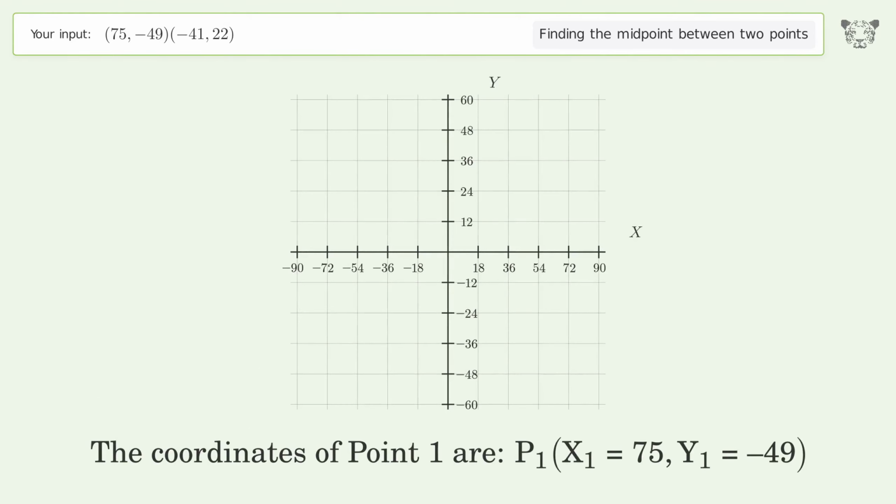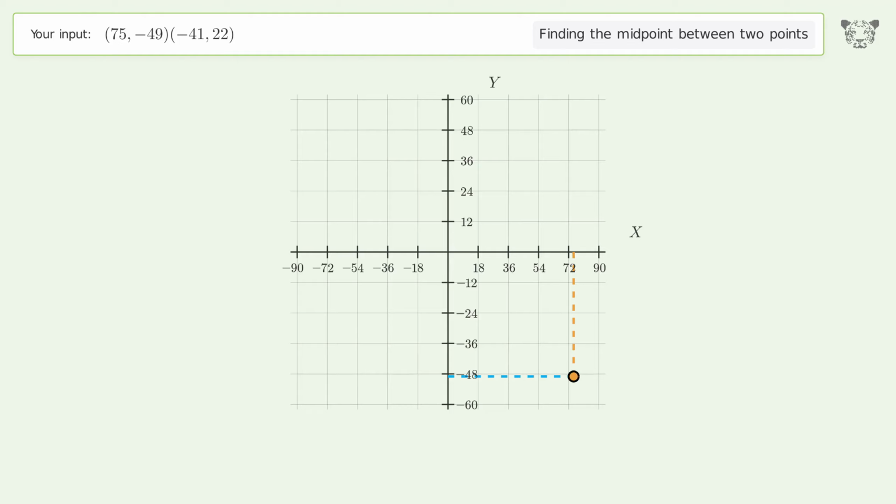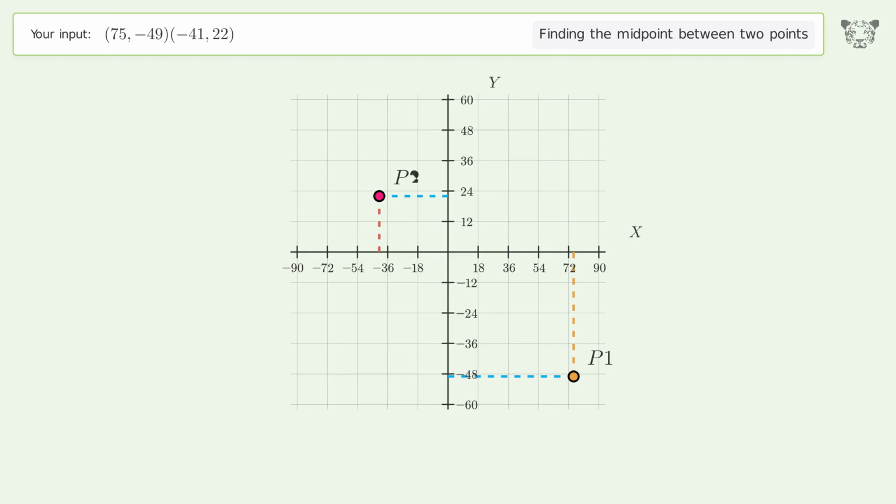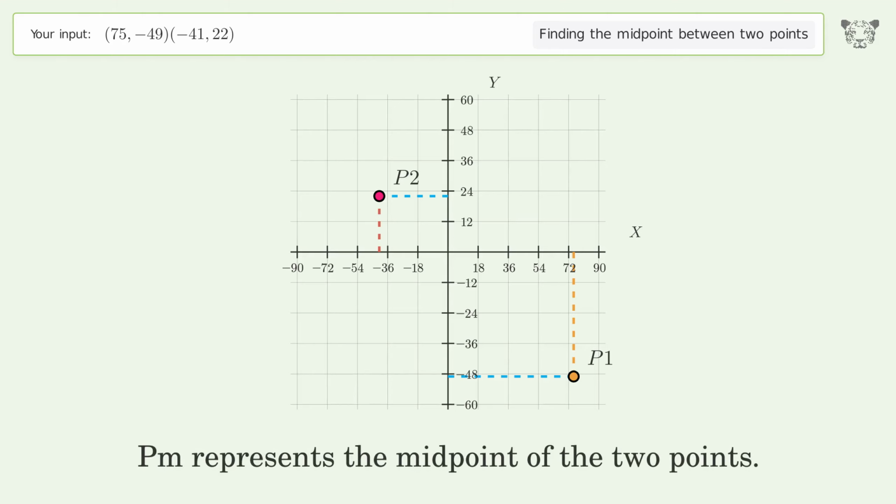The coordinates of point 1 are x1 equals 75, y1 equals negative 49. The coordinates of point 2 are x2 equals negative 41, y2 equals 22. PM represents the midpoint of the 2 points.